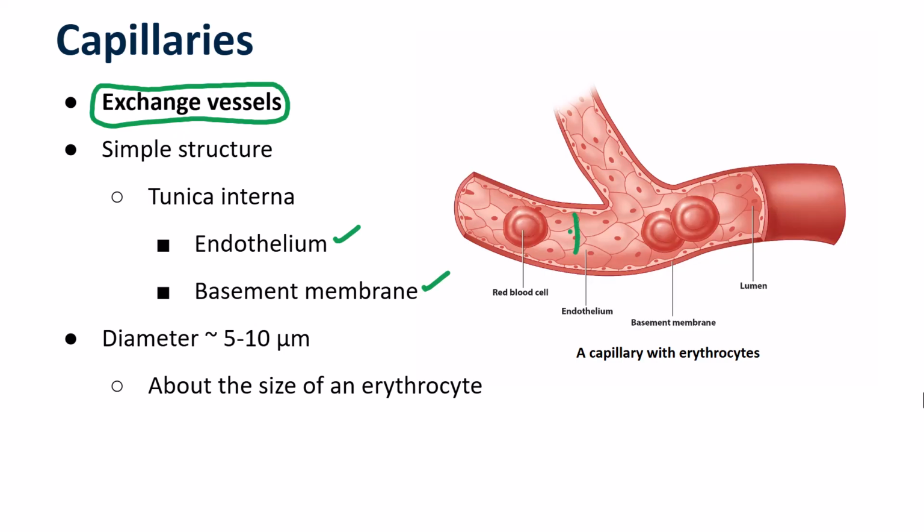Diameter-wise, oftentimes the lumen are only about 5 to 10 micrometers. And that's about the size of an average erythrocyte. And so erythrocytes go through capillaries one at a time. And so this helps us to maximize exchange of gases that way.